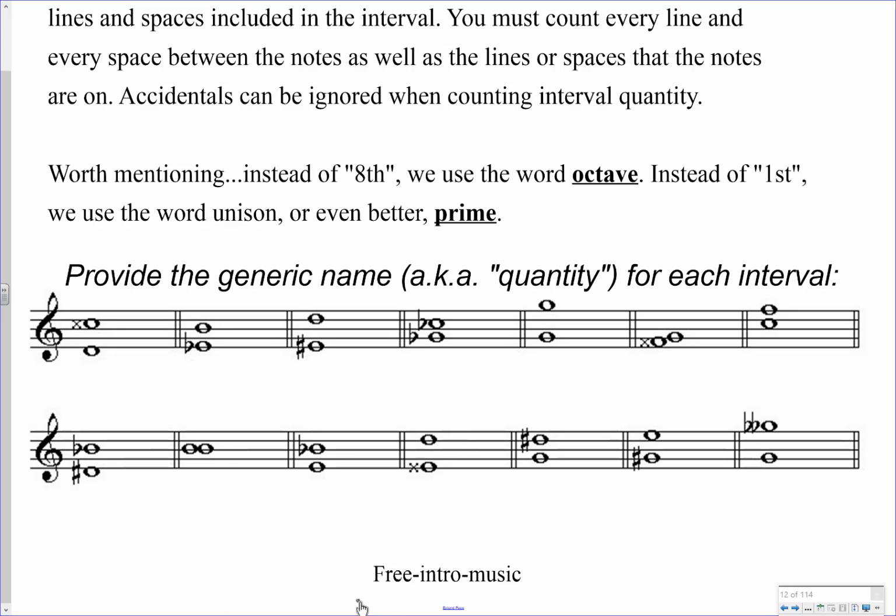You should be done with the first line. Okay, and let's check our answers, and hopefully you're doing this kind of quickly because it's not too terribly hard or difficult just to find the generic number.